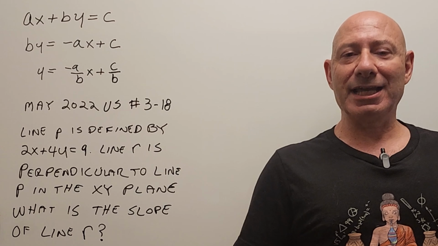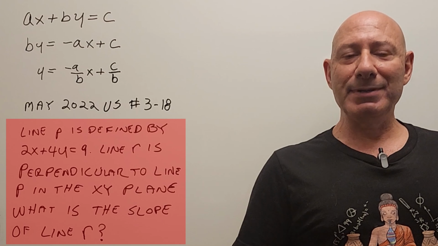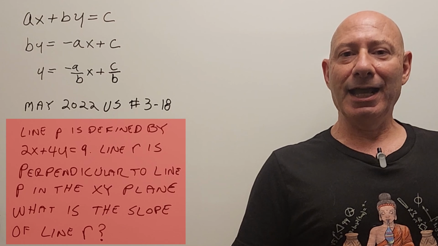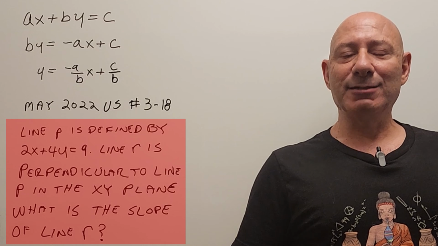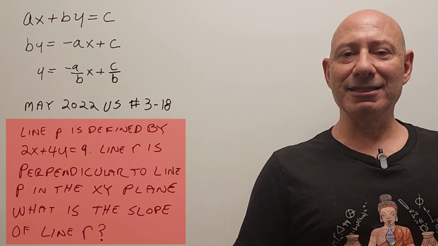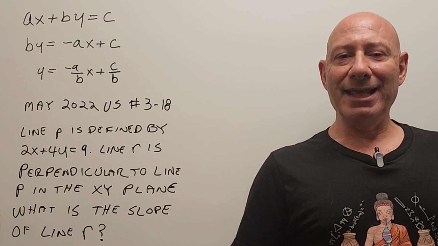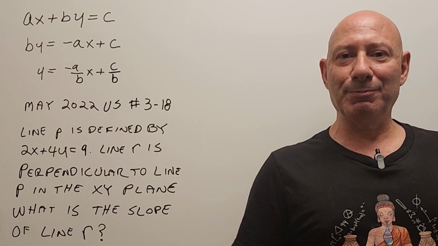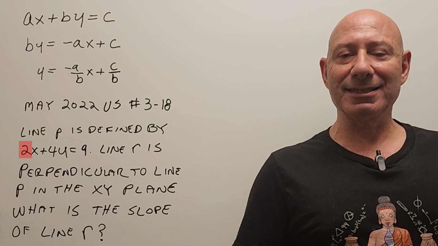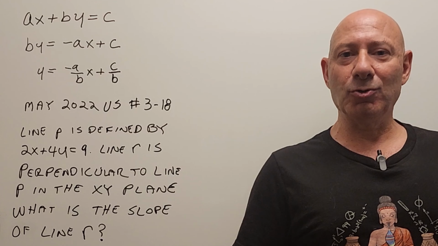So the question works like this. Suppose we have a line P given by the equation 2x plus 4y equals 9. And suppose the line R is perpendicular to the line P in the xy plane. What is the slope of line R? Well, again, the slope of the perpendicular is simply the coefficient of y divided by the coefficient of x. So it's going to be 4 over 2, or 2.